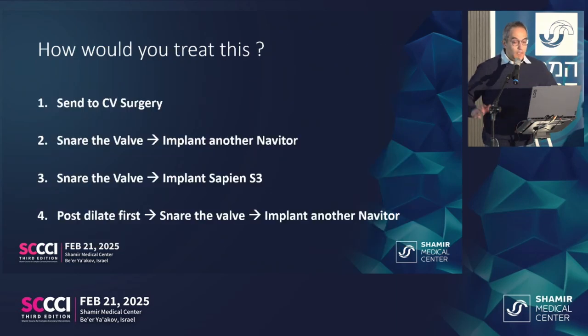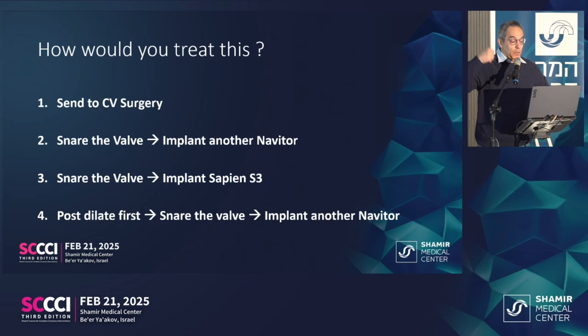Okay? So I give you 4 options. Maybe other people would give other options. You can send her to CV surgery, stop the case. She's stable, right? You can stop the case, send her to CV surgery, option number 1. You can snare the valve, like anchor the valve and push another through the valve. You can put another Navitor, you can put another Sapien maybe.